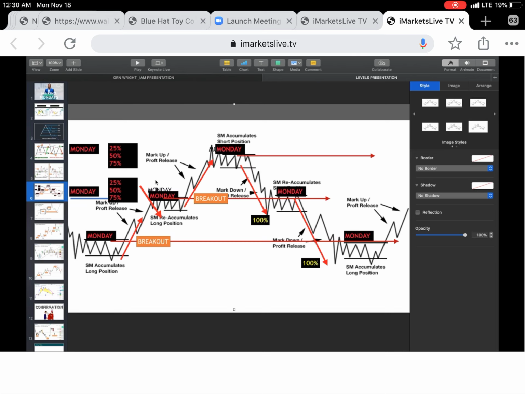No, I'm using the mouse. Can you guys see my mouse? You guys should be able to see my mouse moving. Let me see.